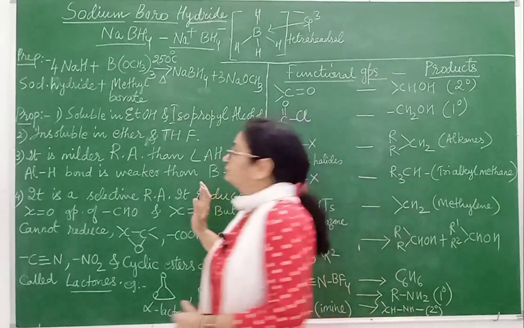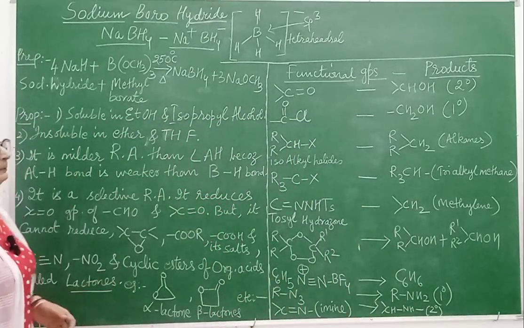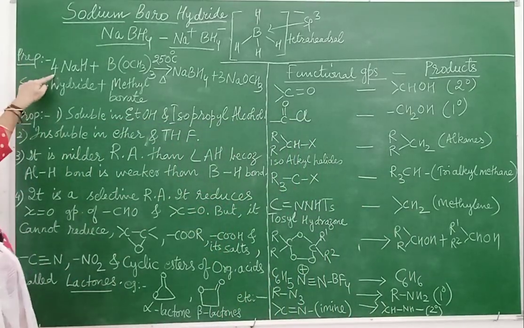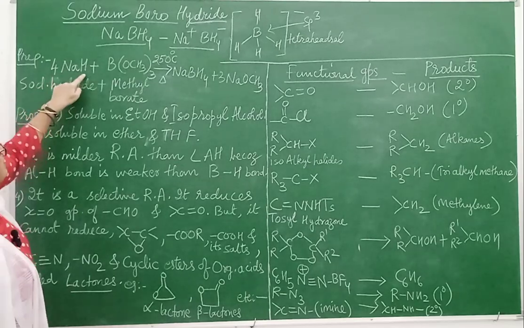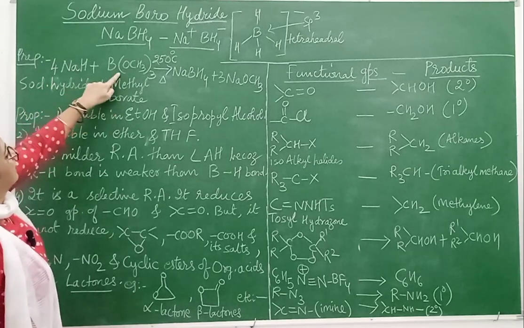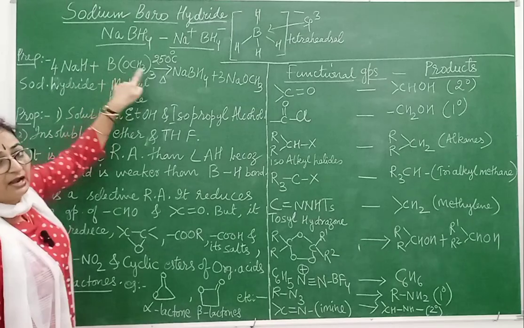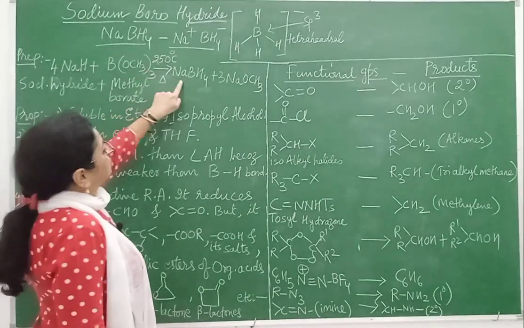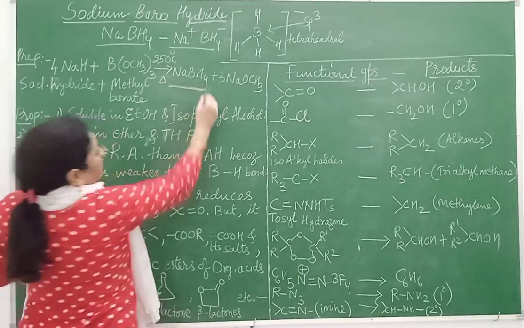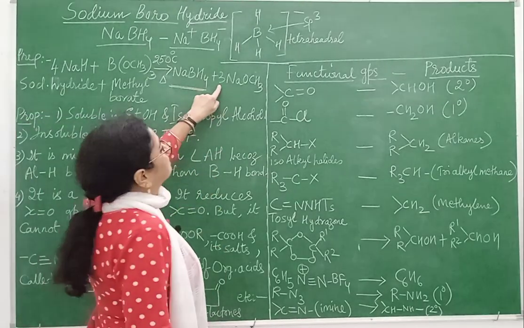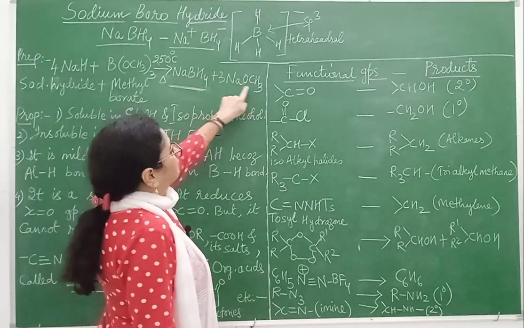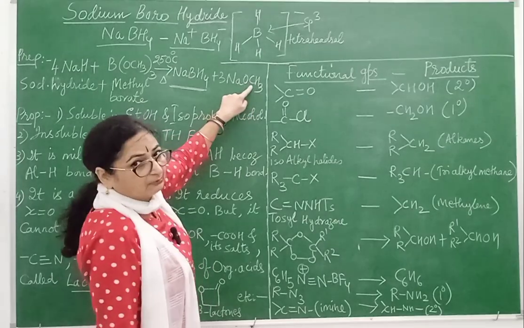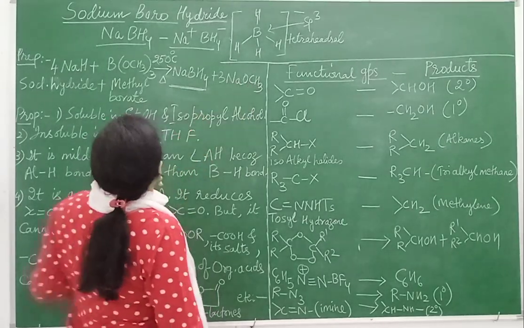Now let's see how this sodium borohydride is prepared. You can see 4 moles of sodium hydride react with 1 mole of methyl borate at an elevated temperature of 250 degrees Celsius to give sodium borohydride and 3 moles of sodium methoxide. You can see only one carbon is there, so this is sodium methoxide.